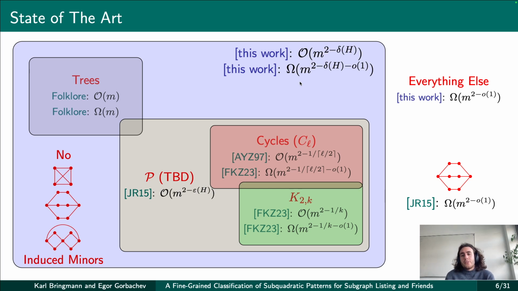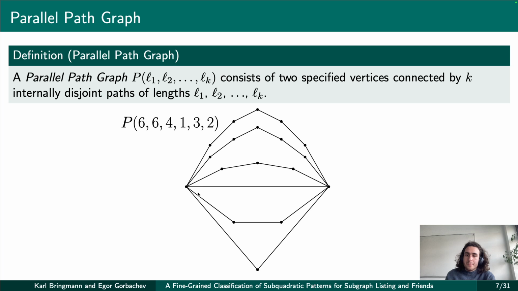This description of the family in terms of induced minors is very concise, but not constructive. So to be able to read off the time complexity from a pattern, we will formulate an equivalent definition of this family. As I already said, the main stepping stone in this direction will be exactly this class calligraphic P that we will now define.